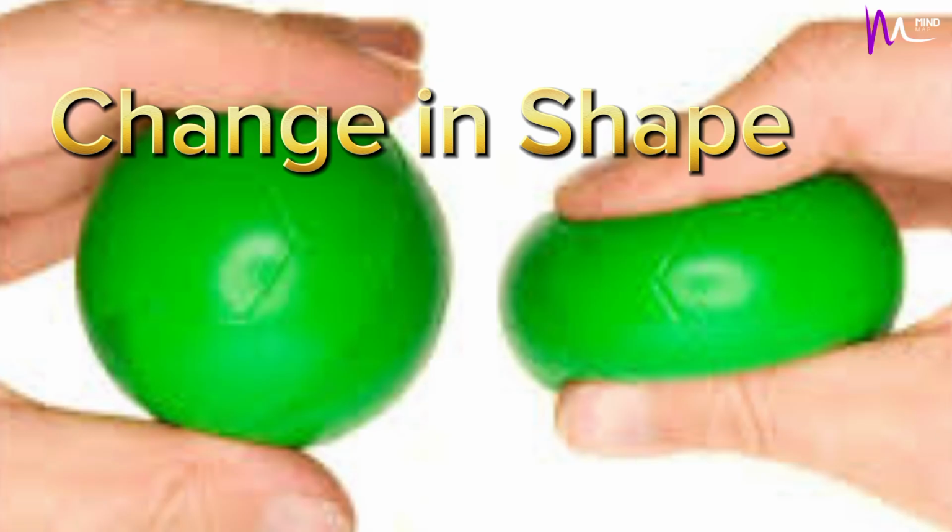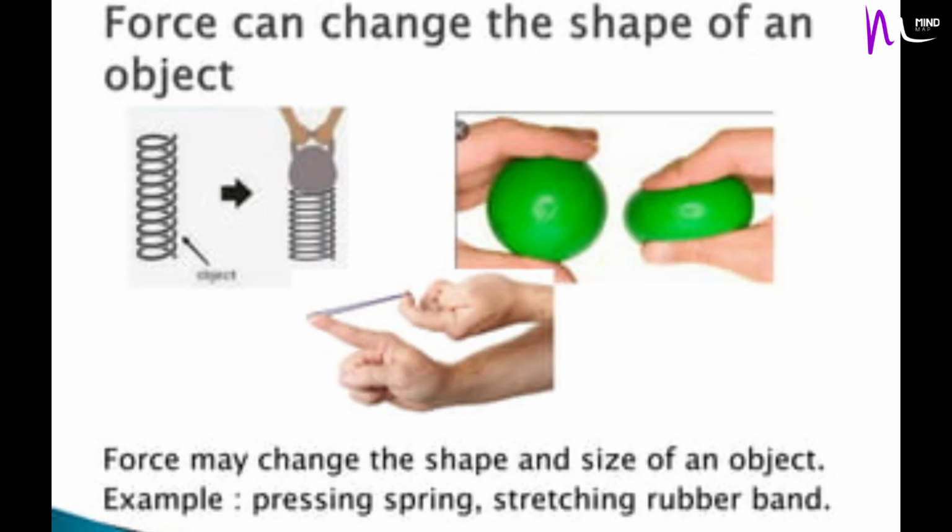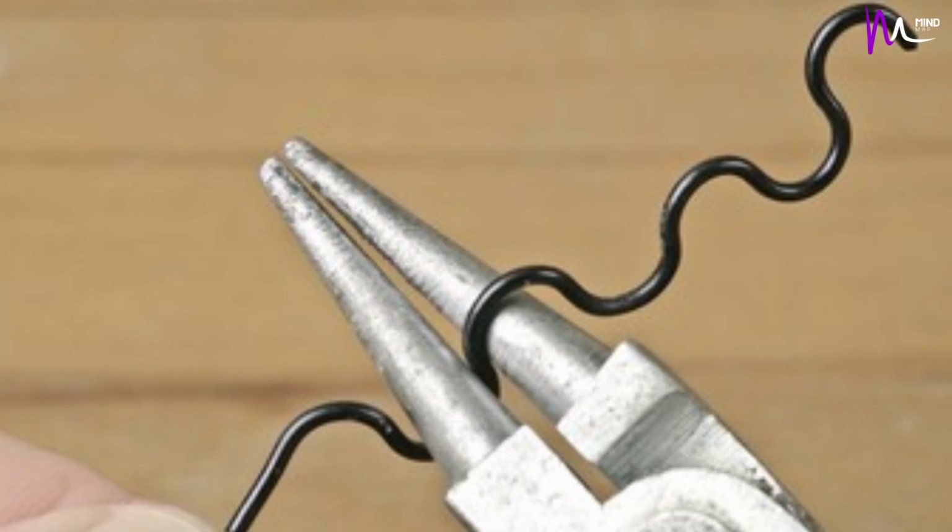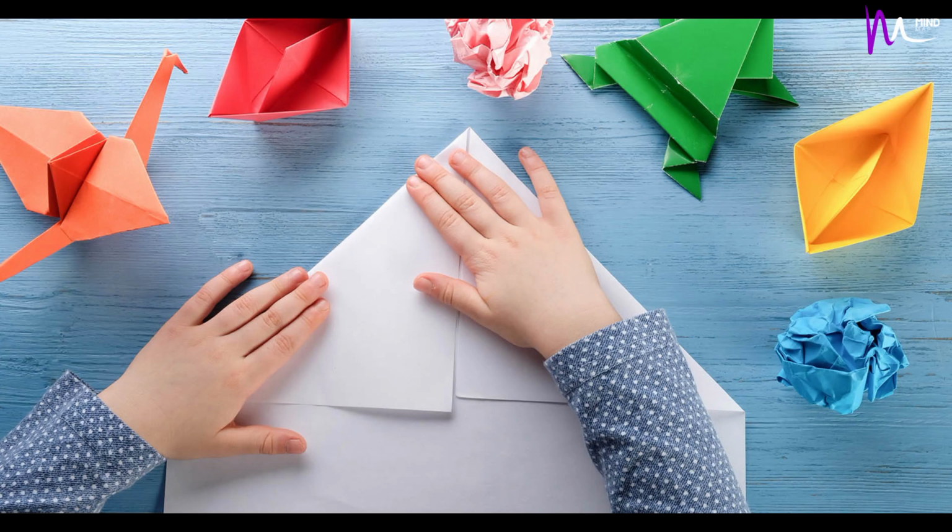Change in shape. When a substance is reshaped or molded, it undergoes a physical change. For instance, when you bend a metal wire or fold a sheet of paper, its shape changes, but it is still the same metal or paper.